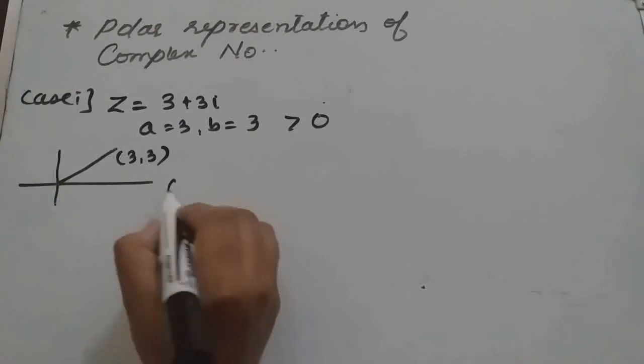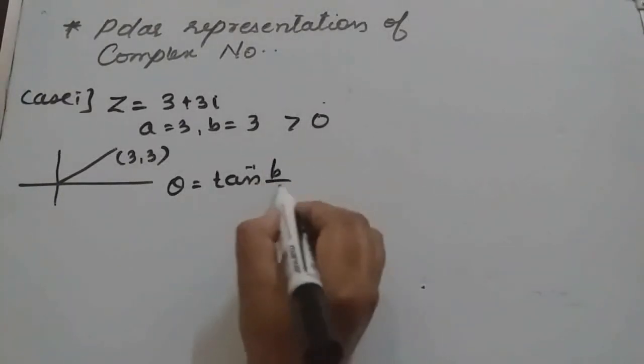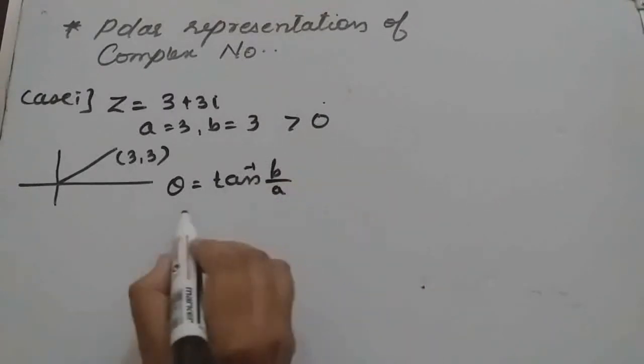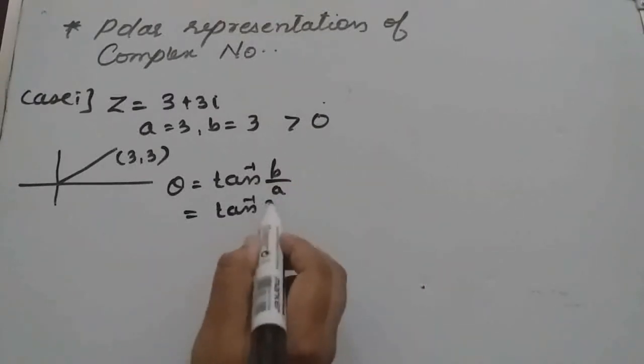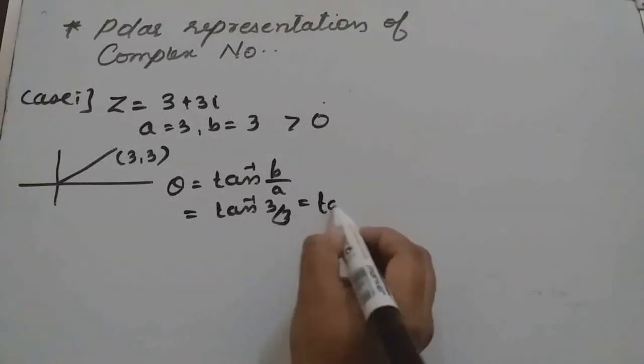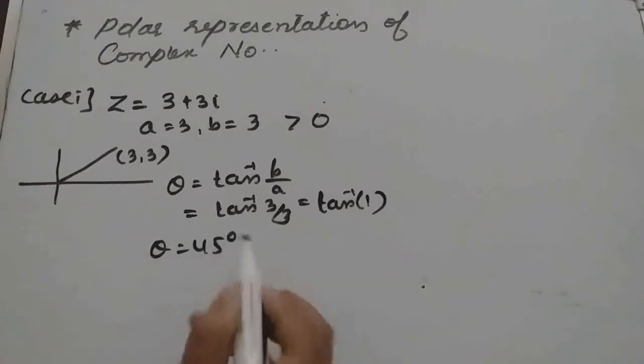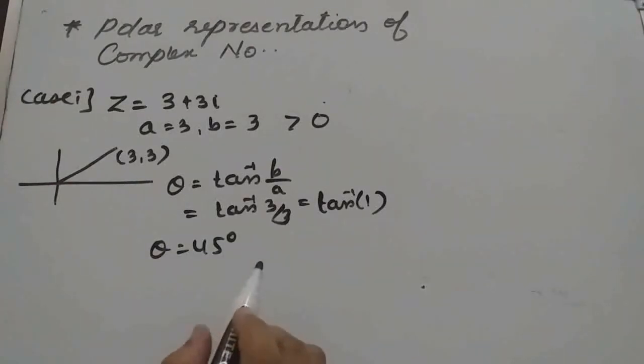So what will be theta? Theta we saw is tan inverse b by a. So tan inverse 3 by 3, that is tan inverse 1. So we can write 45 degree or pi by 4. This is for case 1.